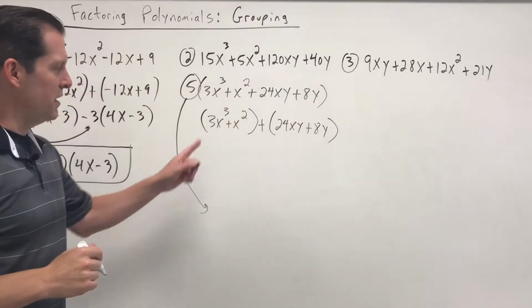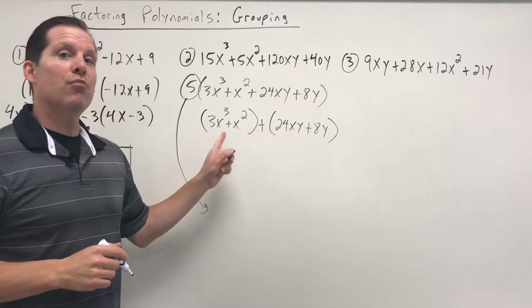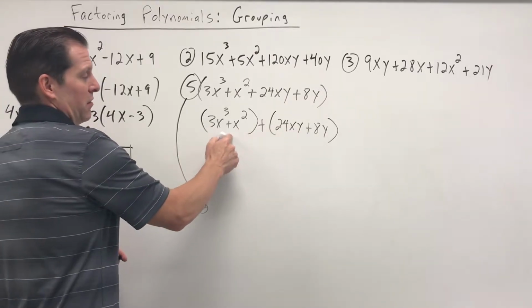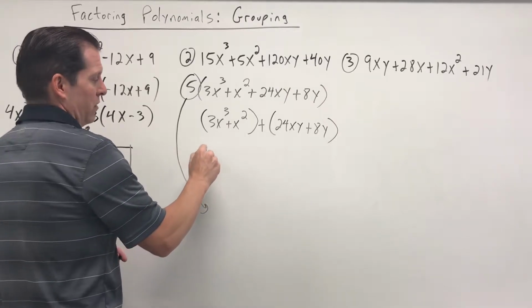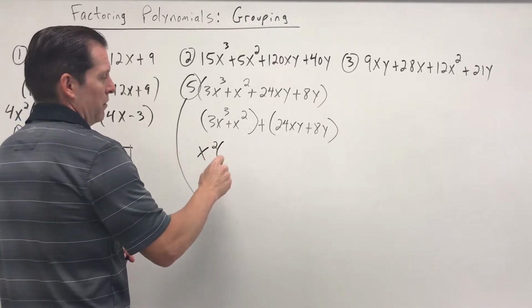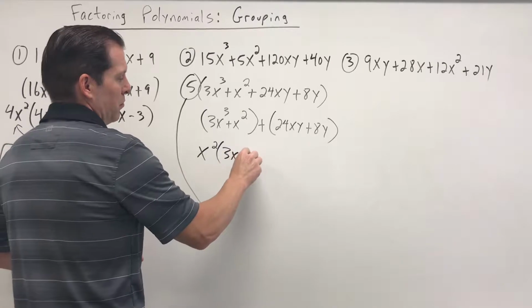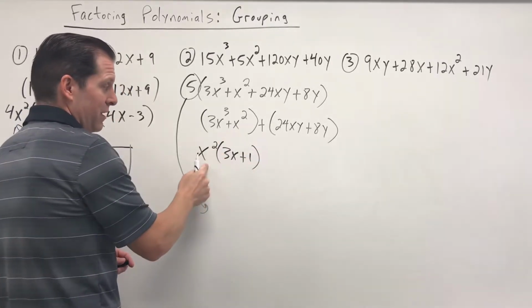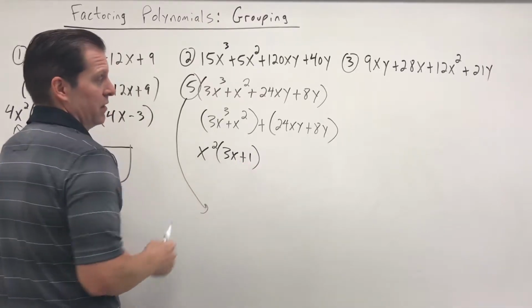And now I want to be able to take something out of here and take something out of here so the parentheses are the same. So from this factor right here, I could take out an x squared. And that would leave me with 3x plus 1. Remember, if you take out the whole thing, x squared divided by x squared is 1. Make sure you put that there.